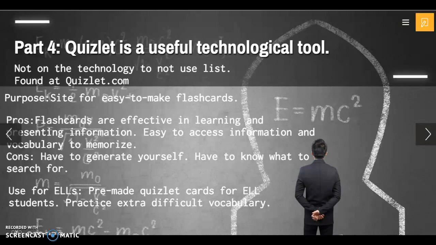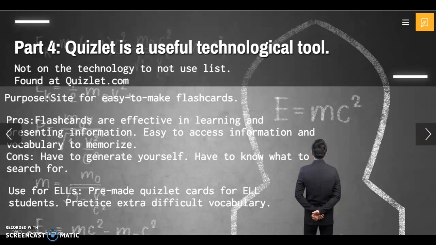So for part 4, finding another useful technological tool to use in a classroom that could be useful and hasn't been discussed in class or a clinical would be Quizlet. I was genuinely surprised that Quizlet wasn't on the list of do not use technology or something that we have gone over because it is a very useful tool in my opinion. It serves as a site that makes it easy to create flashcards or search for others that might apply to your topic. The pros are that flashcards are very effective in learning and presenting information.